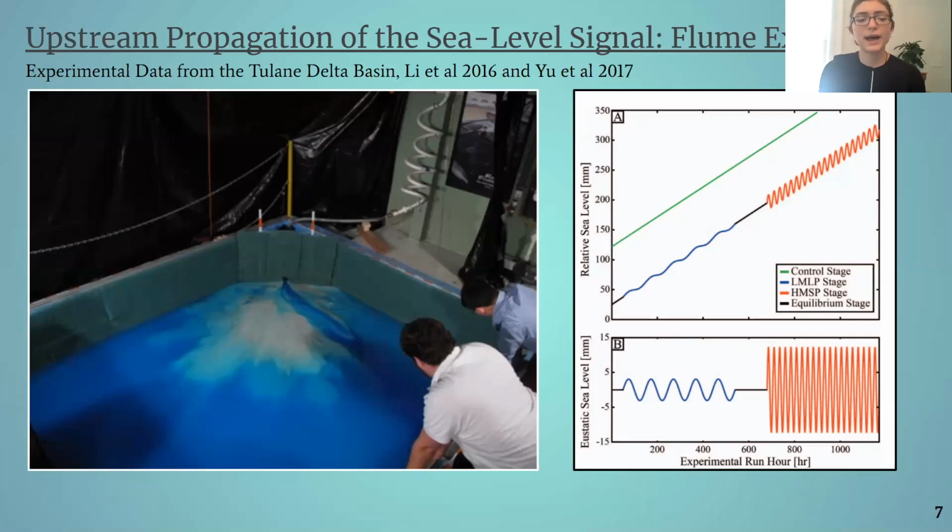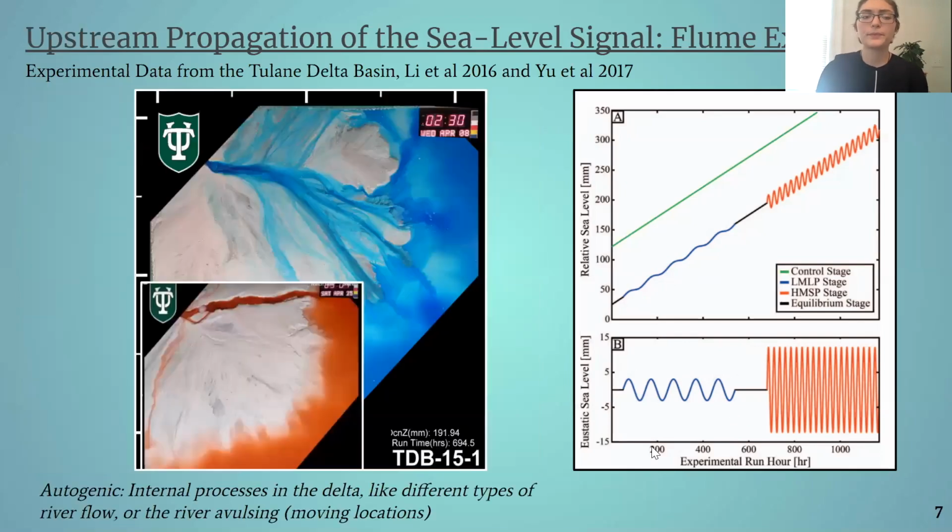The second type was a high magnitude short period where sea level changed rapidly and by a lot, about 12 millimeters up and down. When sea level doesn't change a lot, this low magnitude scenario, there are many more autogenic processes that occur.